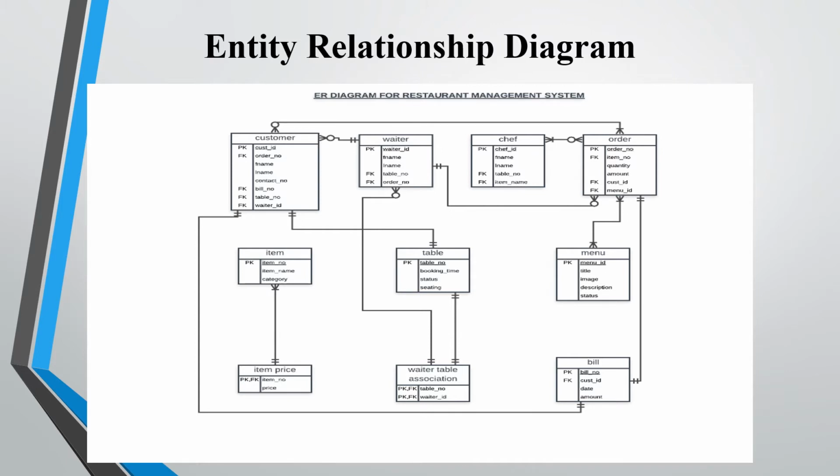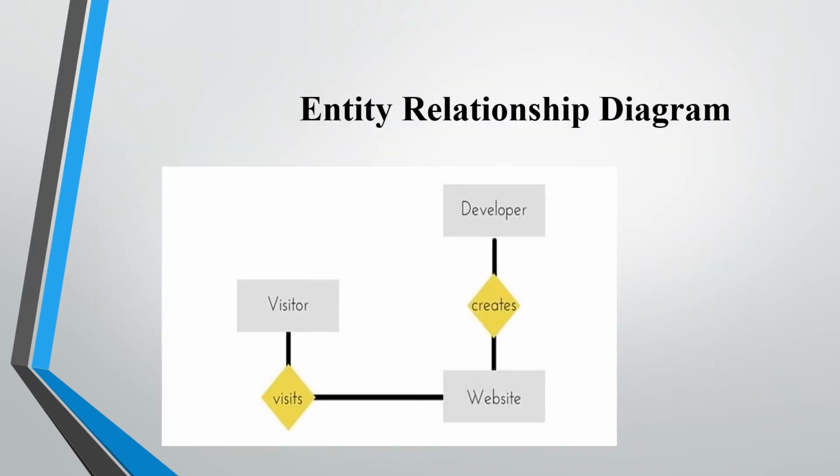Here we have different entities such as customer, waiter, chef, order, menu, bill, and waiter table association. We also have the item price, item, and the table which is reserved by the customer. So this shows the basic one. From the visitor's point of view, the visitor visits the website and the website is created by the developer.